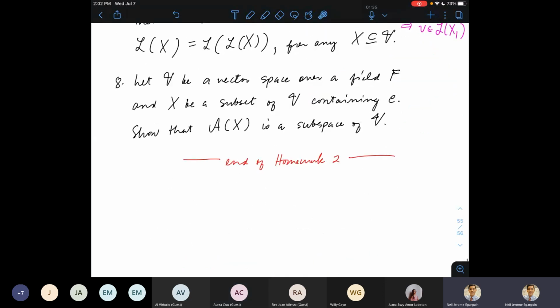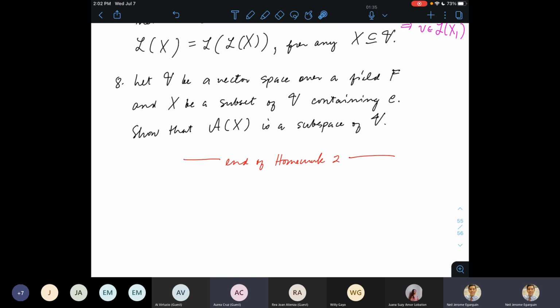And then last question, any problems with 8? Sir, yan po. Ang tanong ko, is it subset of V containing only E o containing E? Kasi sir, when I try to check for closure, kapag maraming element pa yung X aside from E, parang hindi ko na masatisfy yung pagiging affine.